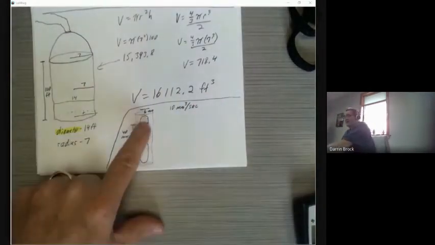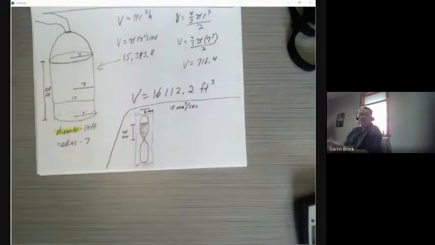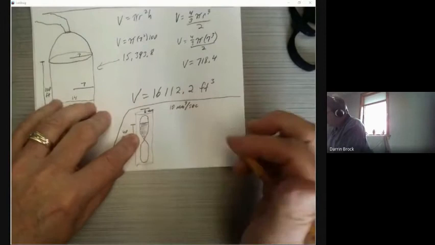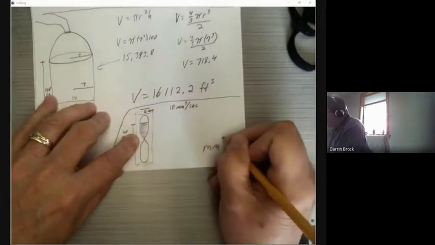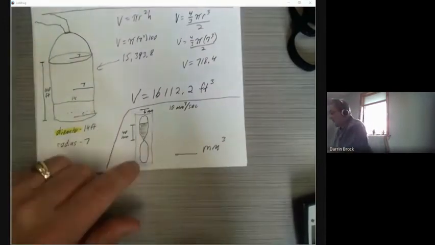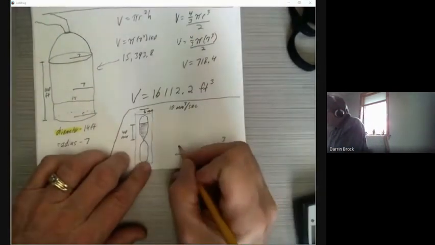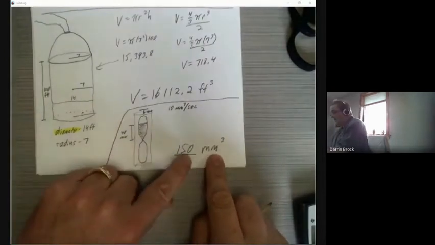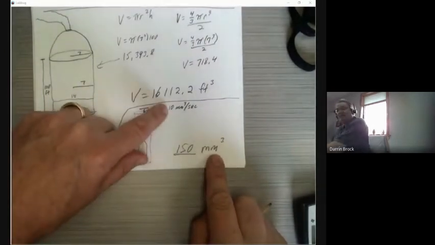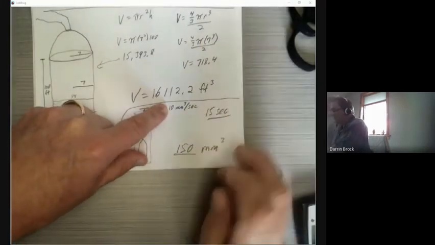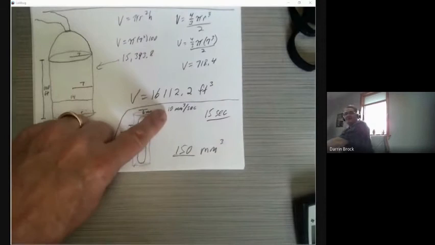Because when we find the volume, we need to find the volume of how much sand is in there. When we find the volume, it's going to be in cubic millimeters, whatever it ends up being. Let's say we do all the calculations and it turns out to be 150 cubic millimeters. Well, if it's falling at a rate of 10 per second, that means this is a 15-second timer, right? We just divide 150 by the 10.